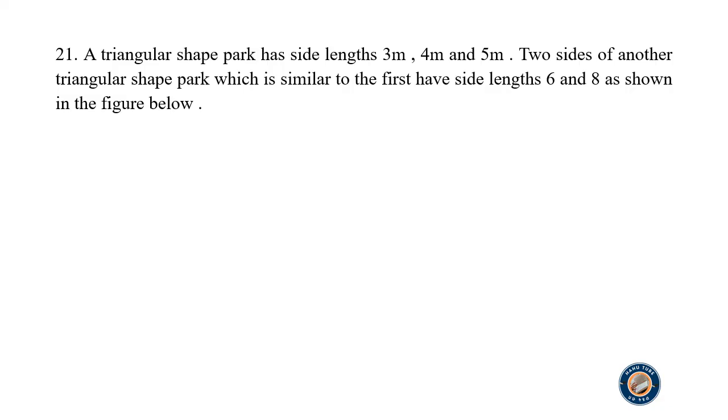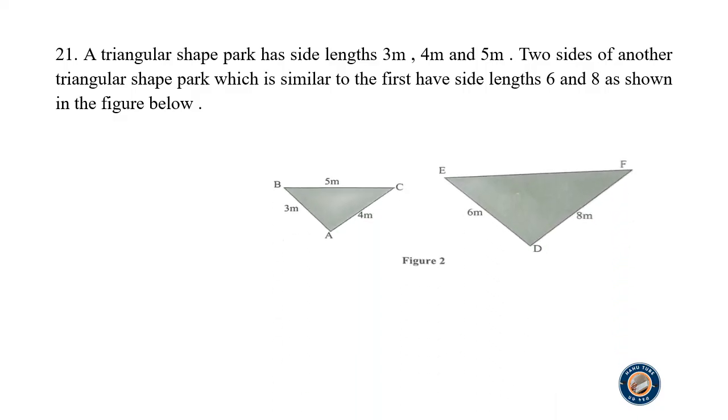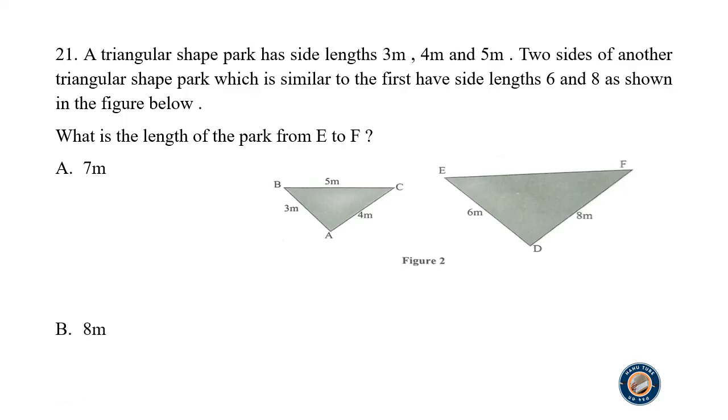Question number 21. A triangular shape park has side lengths 3 meter, 4 meter and 5 meter. Two sides of another triangular shape park which is similar to the first have side lengths 6 and 8 as shown in the figure below. What is the length of the park from E to F? A. 7 meter, B. 8 meter, C. 9 meter, D. 10 meter.